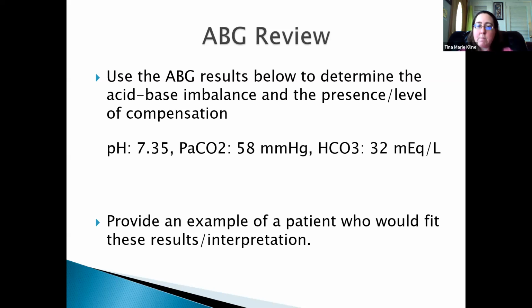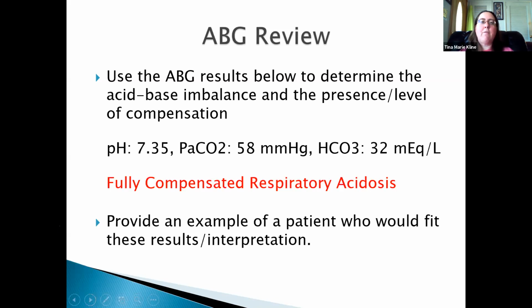So I know I have a respiratory acidosis. Because my bicarb is abnormal, moving in the different direction, I know that there's compensation. That's great. There's some compensation. Looking at my pH, it's back in normal range. So this is considered fully compensated respiratory acidosis. There we go. Fully compensated respiratory acidosis.